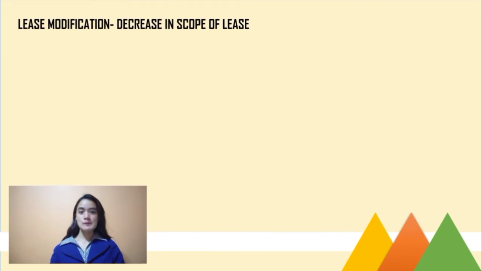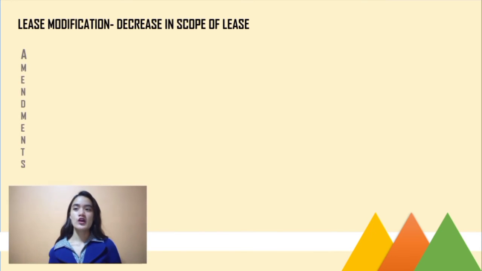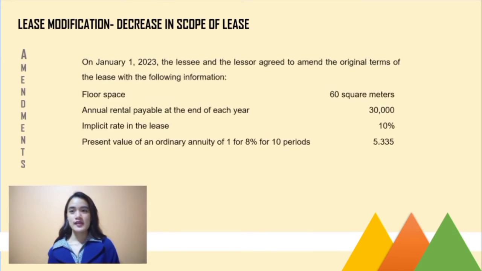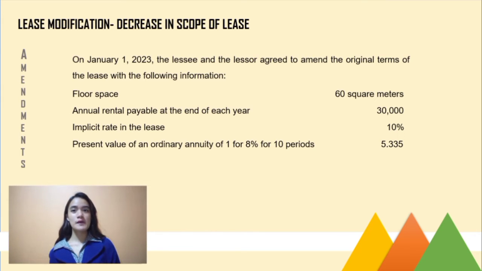So next na tayo. Ito na yung cause kung bakit nagkaroon ng lease modification, yung amendments na ginawa. So, on January 1, 2023, the lessee and the lessor agreed to amend the original terms of the lease with the following information. Floor space 60 square meters, annual rental payable 30,000 pesos, implicit rate 10%, and the present value of an ordinary annuity of 1 for 10 periods, which is 5.335.